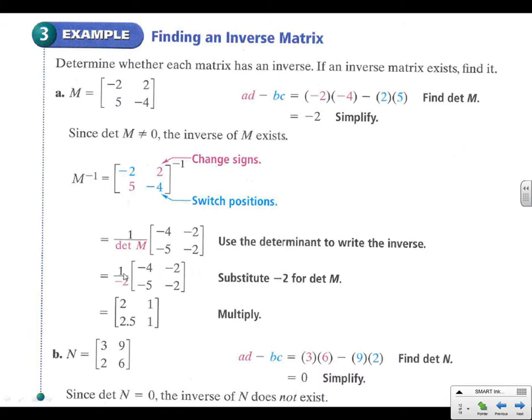What's negative 4 times 1 divided by negative 2? That's going to be positive 2. What's negative 2 divided by negative 2? Positive 1. Negative 5 divided by negative 2, that's 2.5. And negative 2 divided by negative 2 is 1. So that is our inverse. This final one here is the inverse of the original matrix M.